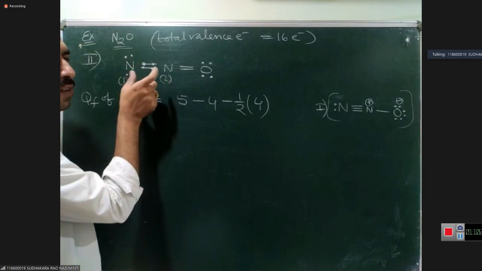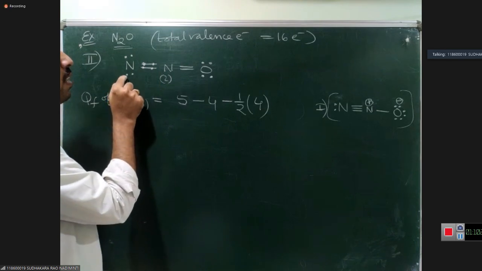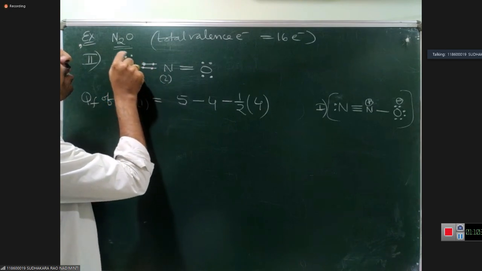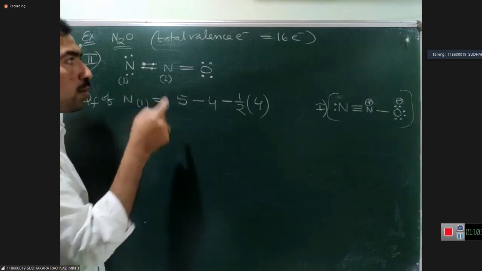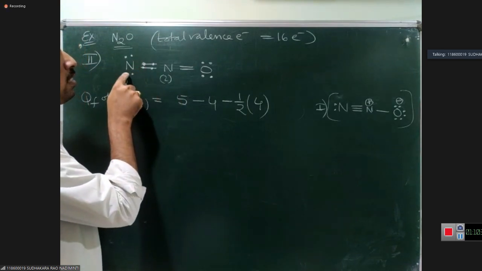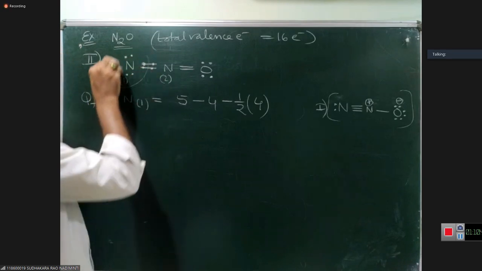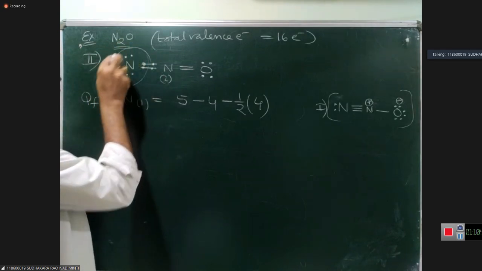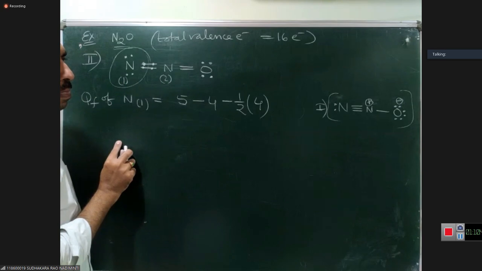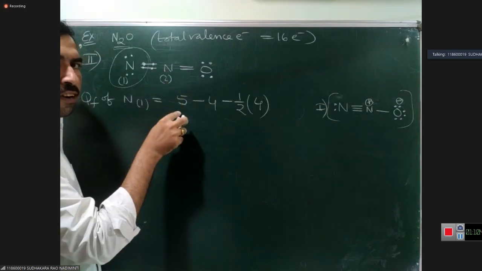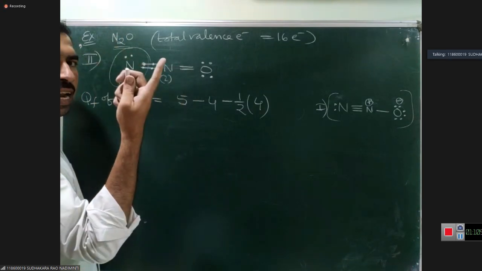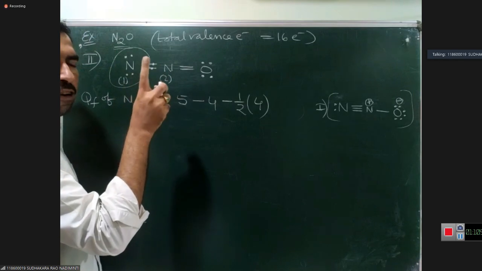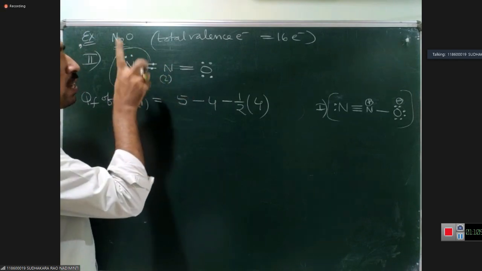Another 2 electrons are assigned to nitrogen, they are contributing like that. So total number of electrons is 1, 2, 3, 4, 5, 6. In the free state it is 5 electrons, but in this structure we have assigned 6 electrons to this nitrogen. So an extra 1 electron is assigned to it. Extra electron means -1. So this nitrogen will get -1 charge.